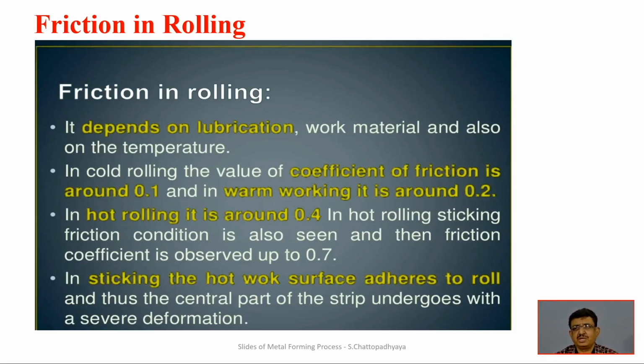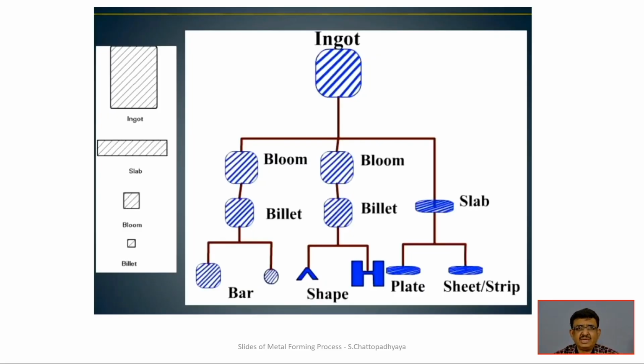That is why lubrication and other measures are there, to create a kind of liquid interface between the roll surface and the workpiece material, so that it can be pulled very easily with no problem of adherence. In sticking, the hot surface adheres to the roll, and thus the central part of the strip undergoes severe deformation. We don't want that kind of sticking. Severe deformation, cracks and other defects will be there, and the material will be rejected. We can see all those diagrams in the slides.